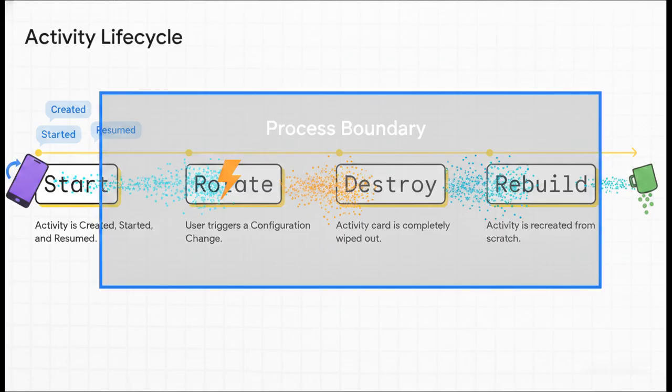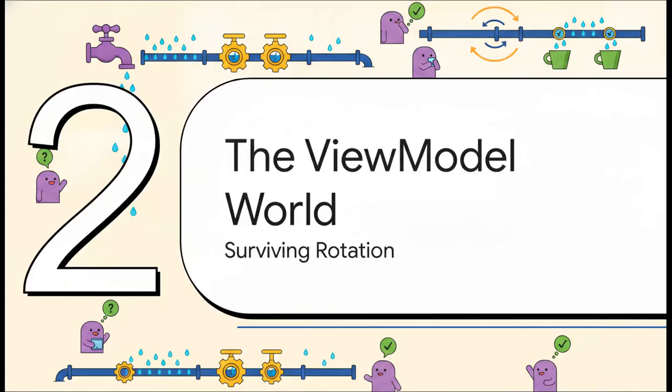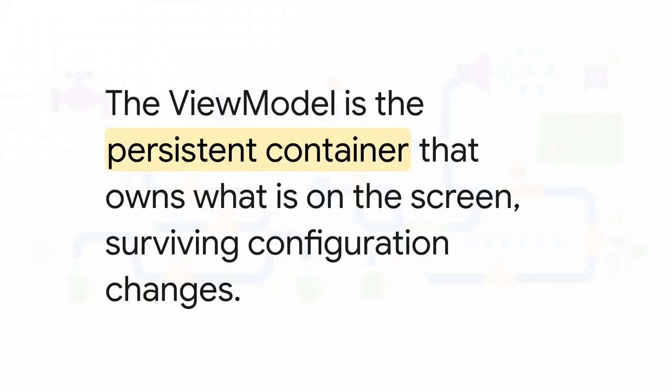So if the screen dies, where do we put the data so it survives? Section 2. The ViewModel world. Surviving rotation. The ViewModel is the specific component designed to survive this exact rotation drama. It's a persistent state container that owns what's on the screen. While the activity card dissolves and rebuilds during rotation, this container stays alive, holding your search query safely.